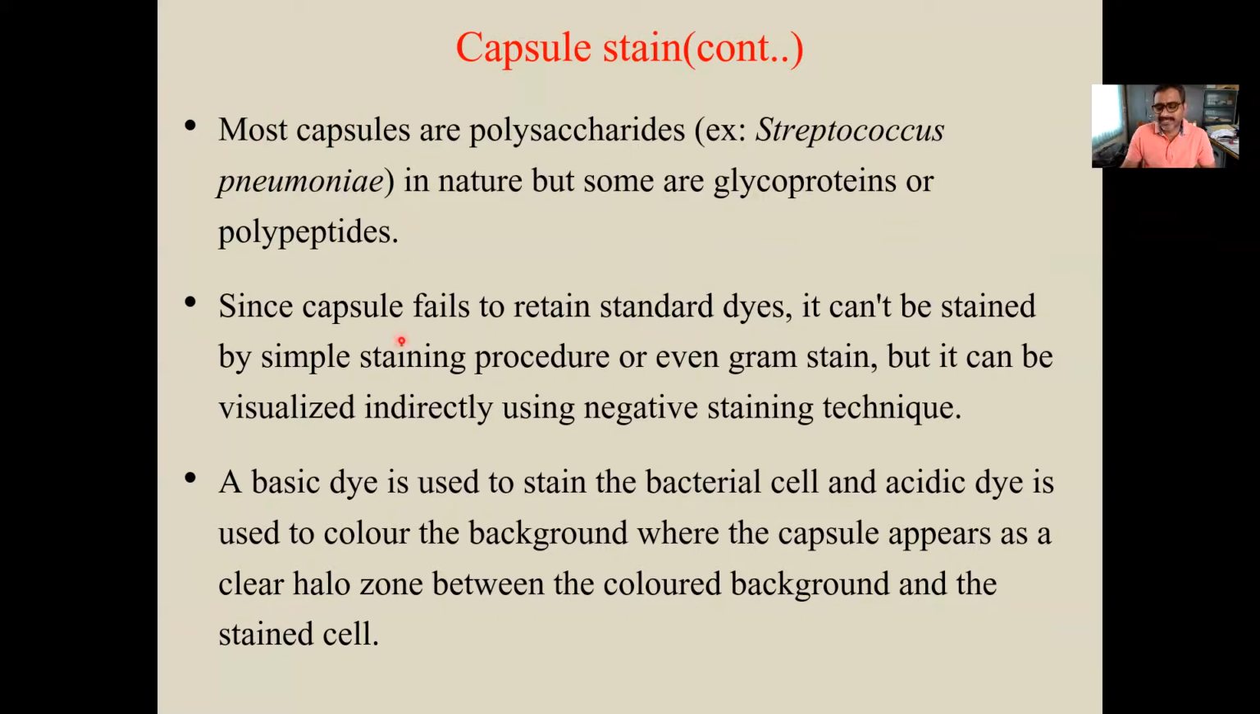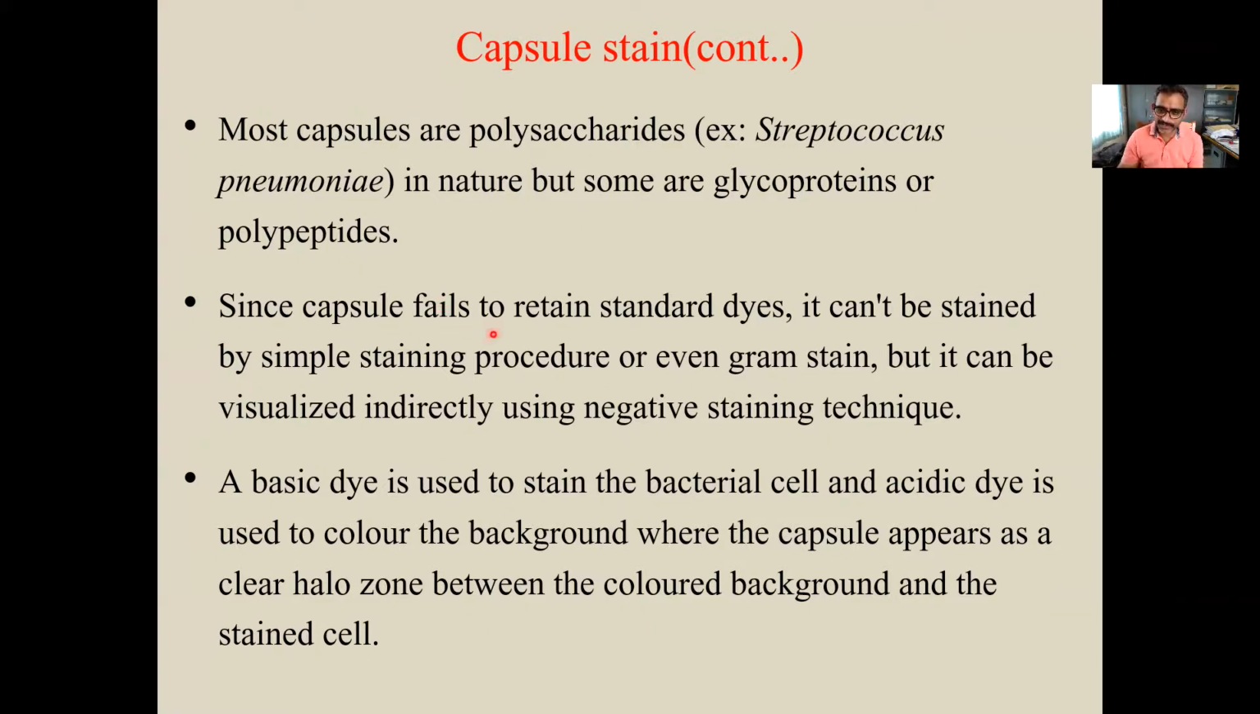And since capsule will not take any stain, here we have to do the background staining, which is negative stain. Here we follow negative staining. Here we do two types of staining. One is we do the simple staining for the bacterial cell, and against the background we do the negative staining. So in the center, the bacterial cell will be stained with one color and the background is colored. In the middle, the capsule will be colorless. You will see it as a colorless circle.